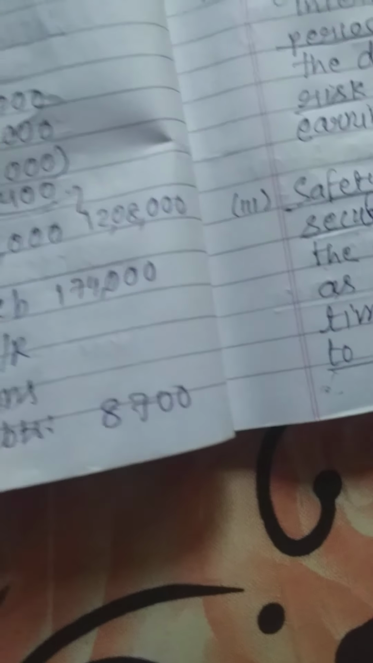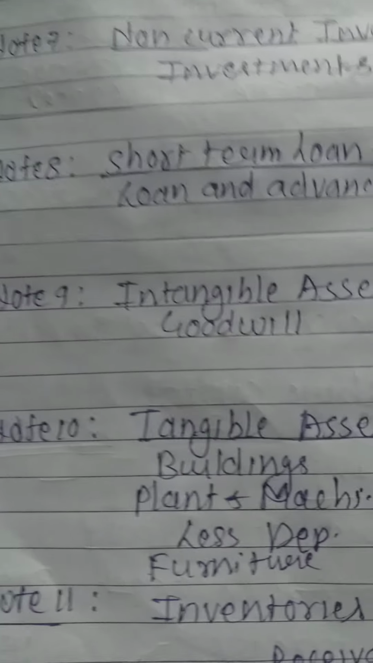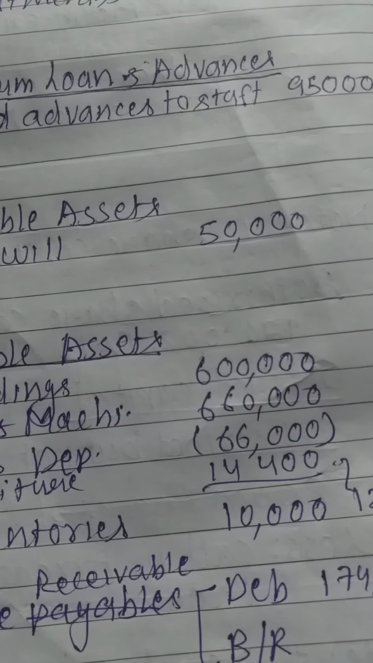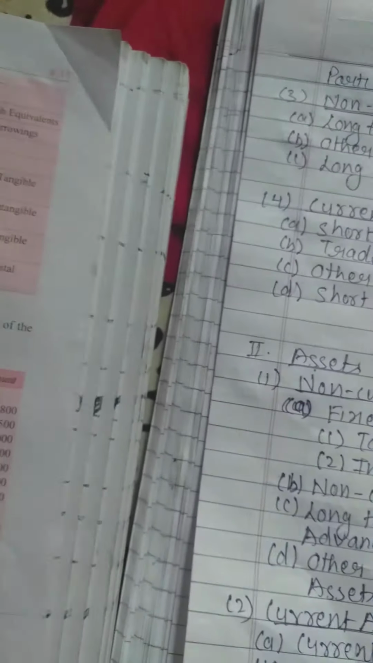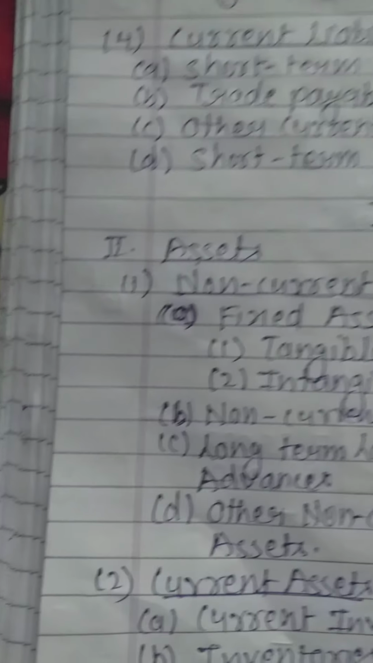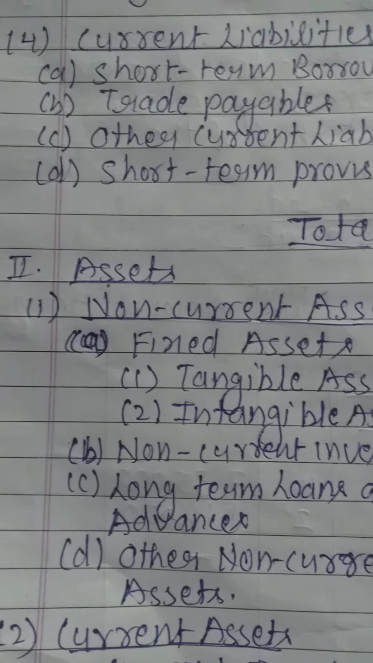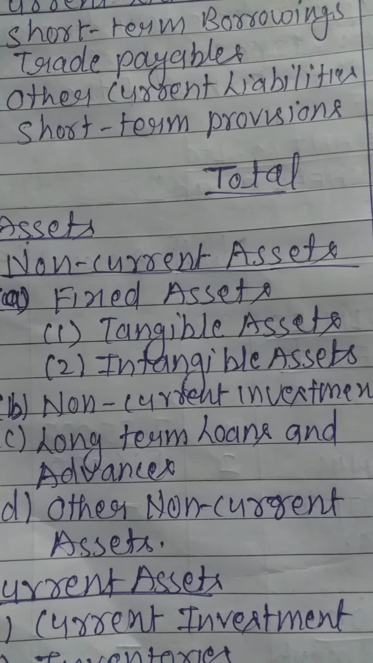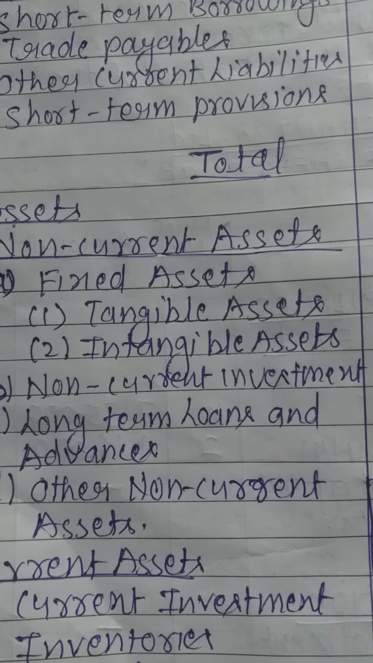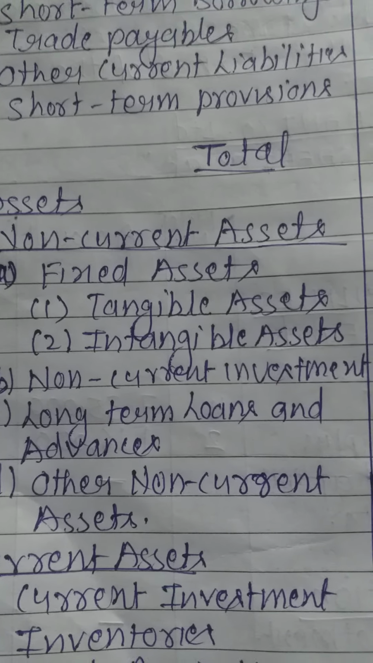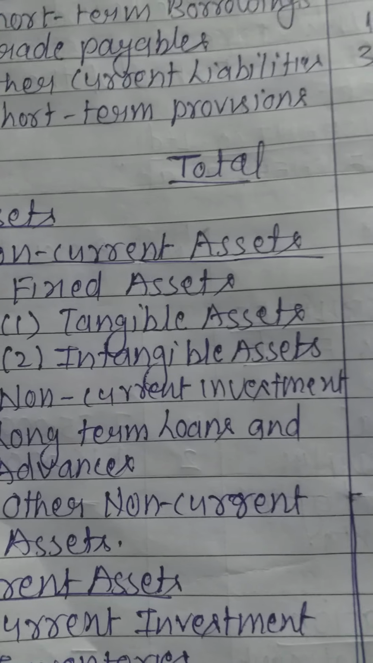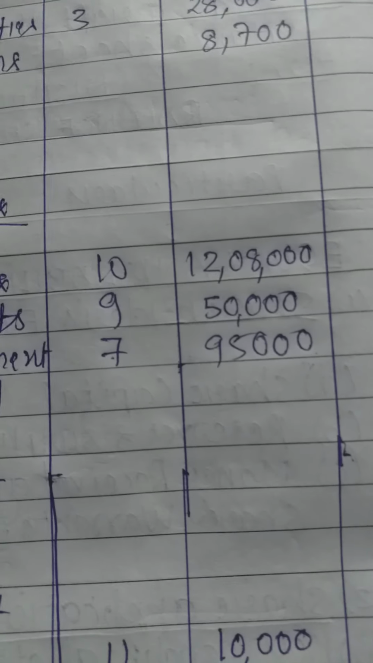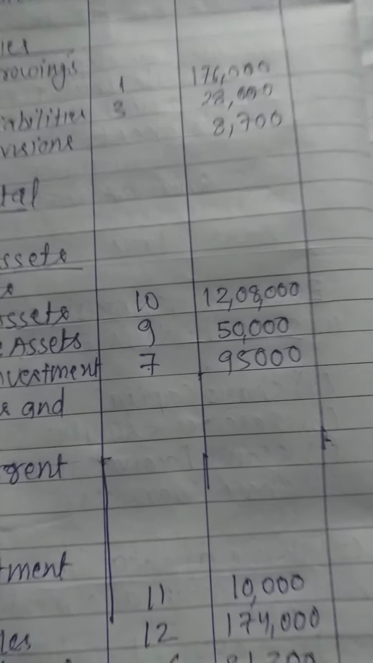What next? Intangible assets, note number 9. Only one thing is there, goodwill, amount is 50,000. Now you know that intangible assets is a part of fixed assets. Under assets, it's fixed assets. Under fixed assets, there are two headings, tangible and intangible. So in front of intangible assets, you have to write note number 9 and amount is 50,000.